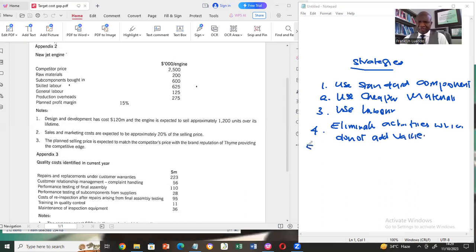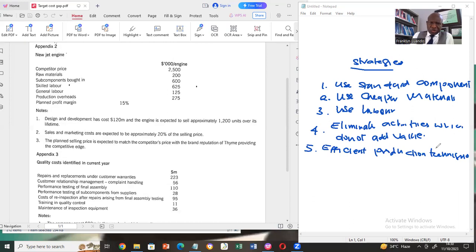Number five, use efficient production techniques or methods, thereby reducing cost. Use efficient production techniques. So basically, these are the methods or ways that can be used to close the gap.